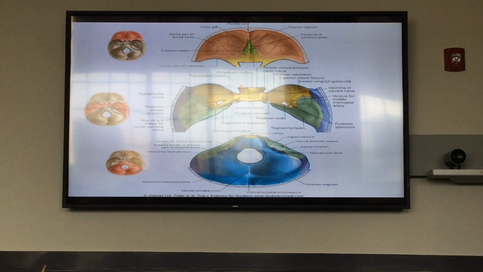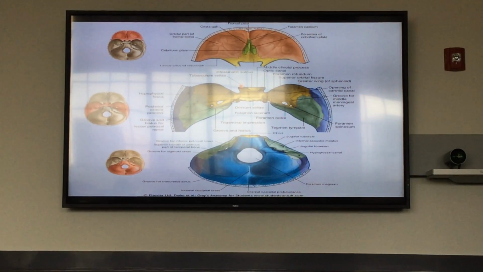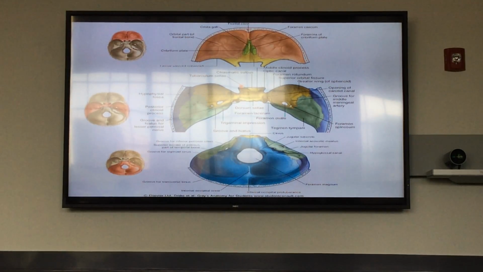you have three major cranial fossae. You've got an anterior cranial fossa, a middle cranial fossa, and then a posterior cranial fossa. You kind of see those here. You should be familiar with major landmarks located within each one. So let's take them independently.